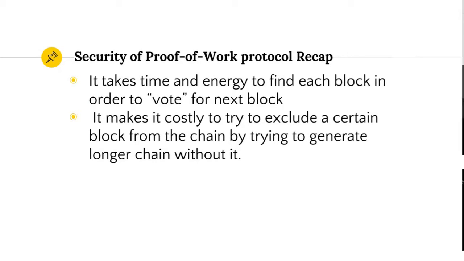So a little recap, it takes time and energy to find each block in order to vote for the next block. And it makes it costly to try to exclude a certain block from the chain by trying to generate a longer chain without it. This is what would be called an attack on the network.